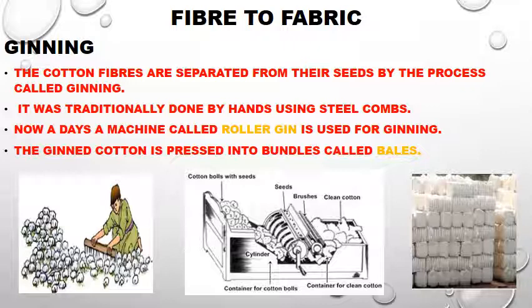Now, when cotton is passed through a gin, the seeds are combed out and then they get collected in a separate vessel. When ginning is completed, the ginned cotton is pressed into bundles, which we call bales, and then these bales are transported to factories.